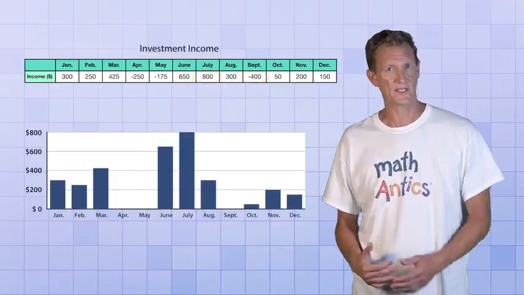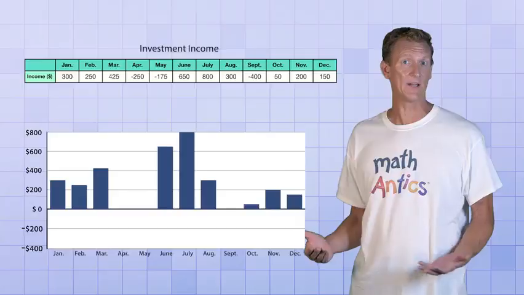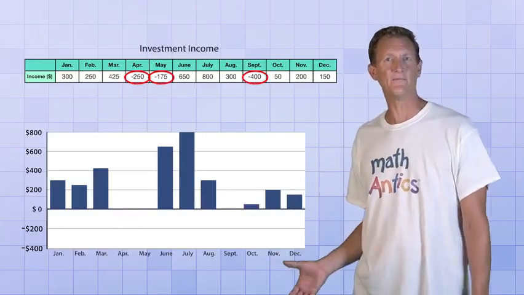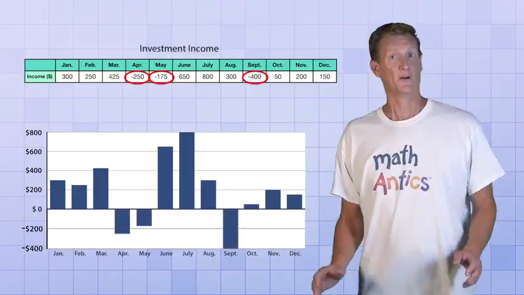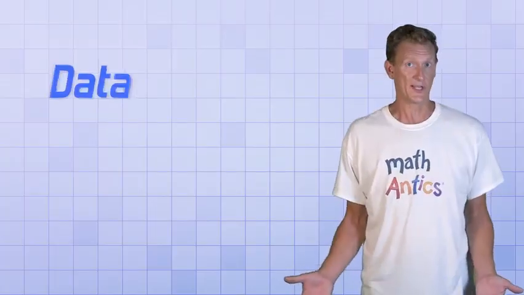All you need to do is extend the vertical axis scale using negative values that go below the horizontal axis. That way you can display negative values as bars that go down instead of up. Pretty cool, huh? Of course, bar graphs aren't the only way to turn data into a graph.